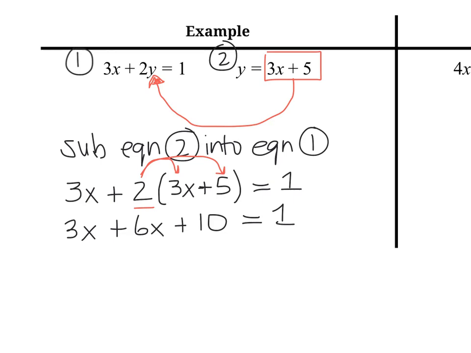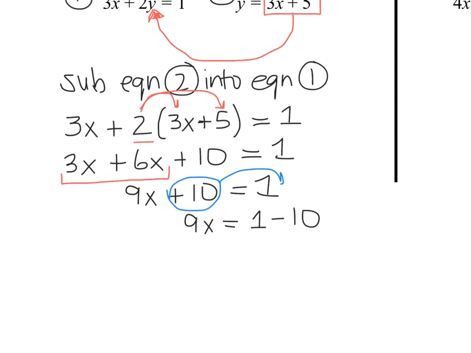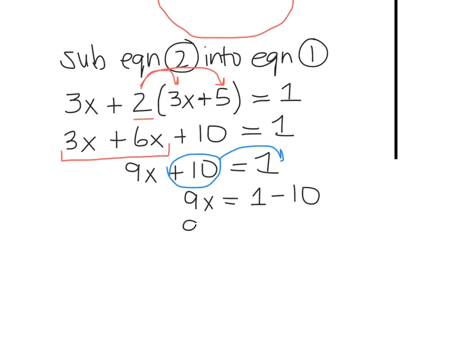So I notice that I have some like terms here. So I'm going to choose to collect like terms first before I start moving things over. So 3x plus 6x is 9x. I still have my 10, and I still have my 1. So now I'm going to take this positive 10 and move it over to the right-hand side. So that's going to leave me with 9x equals 1 take away 10. If I do that math, I'm going to get 9x equals negative 9.